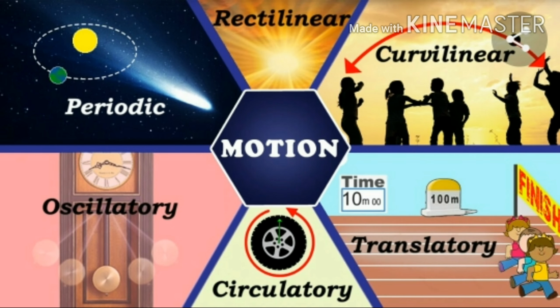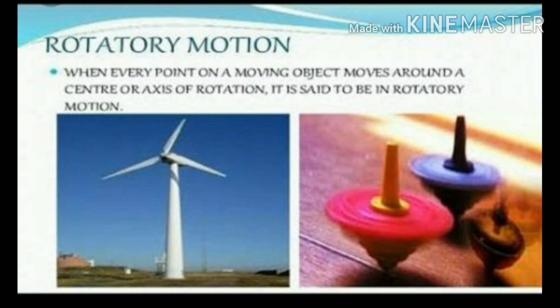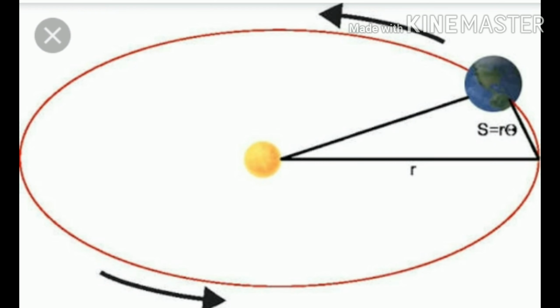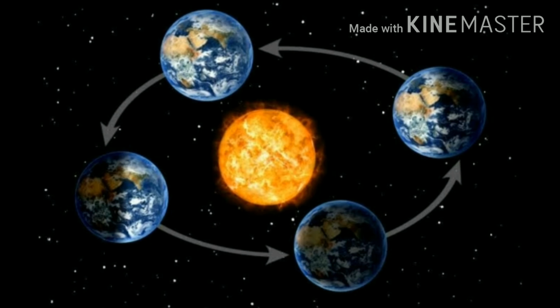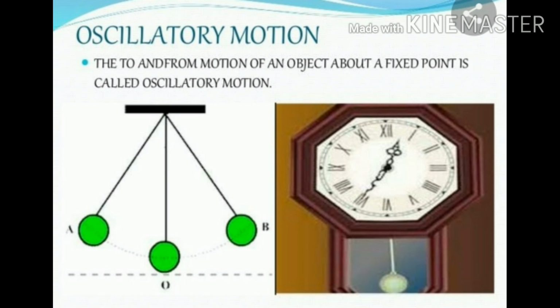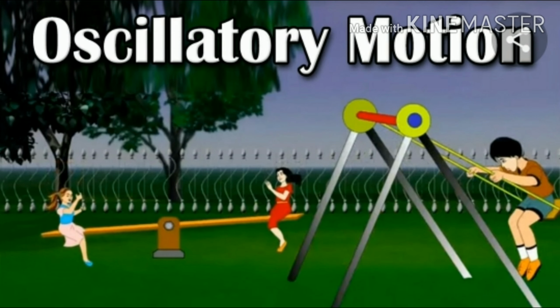Type 1: Rotatory motion. Rotatory motion is anything that moves in a circular motion. This type of motion was among the first discovered in ancient times. Example: rotation of Earth around the Sun. Type 2: Oscillatory motion. Oscillatory motion is the motion that moves to and fro in equal intervals of time.